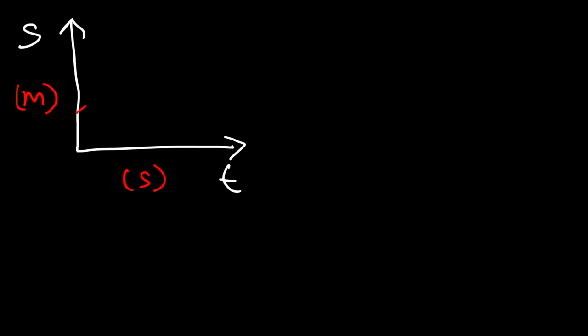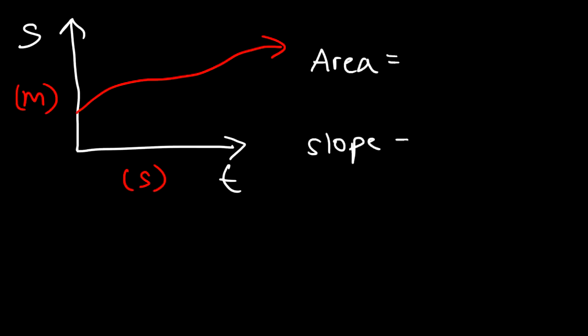Now let's see if you understand this. So let's say if we have a position time graph. So I'm going to put S and T. And let's say the units are meters and seconds. Now, what does the area represent? And what is represented by the slope? Let's see if you understand this.